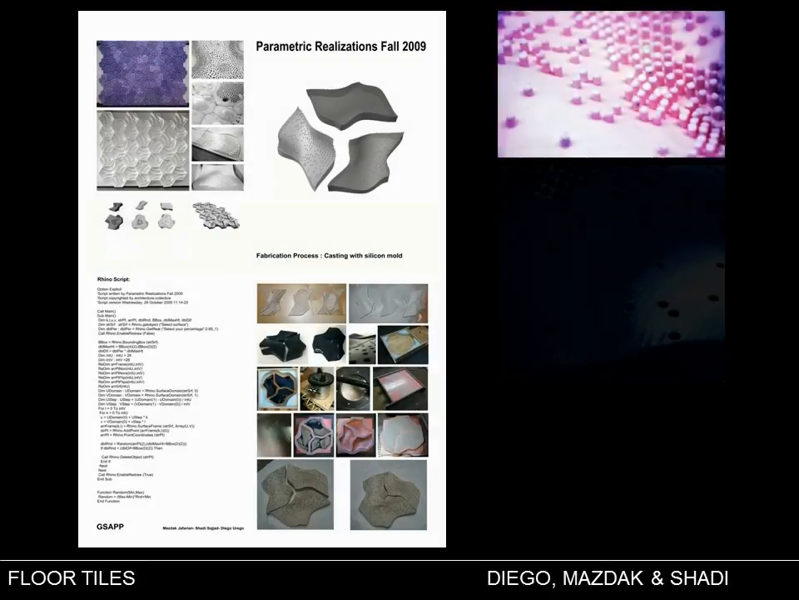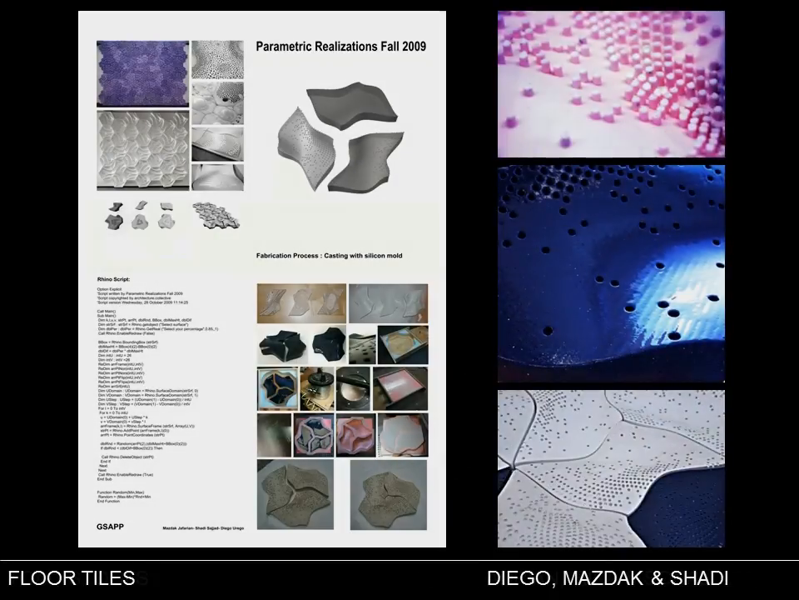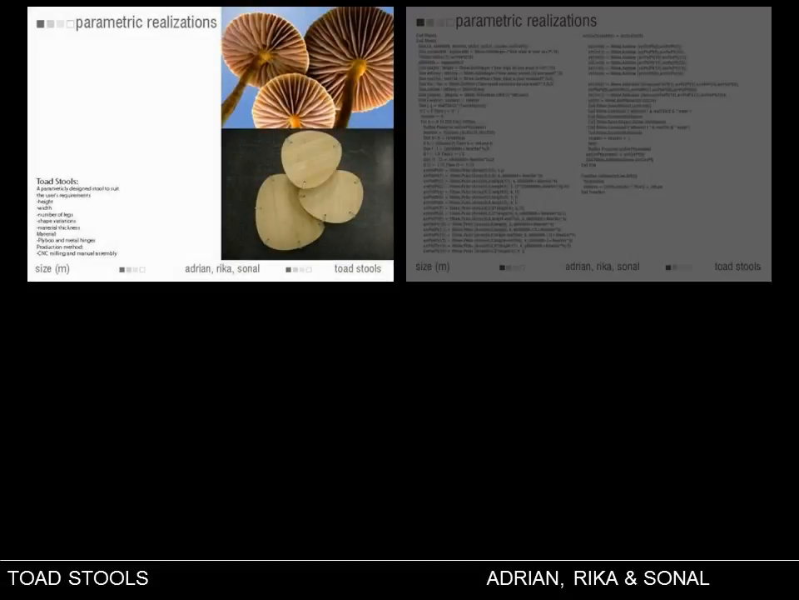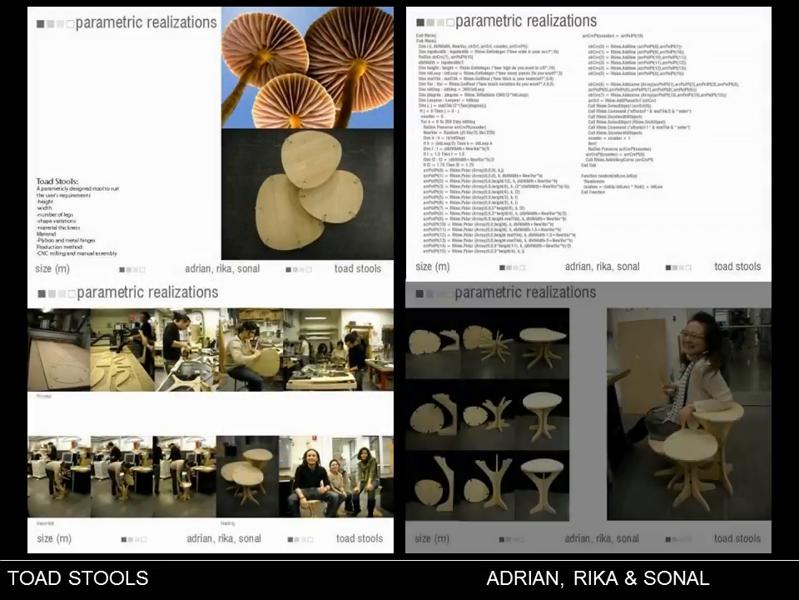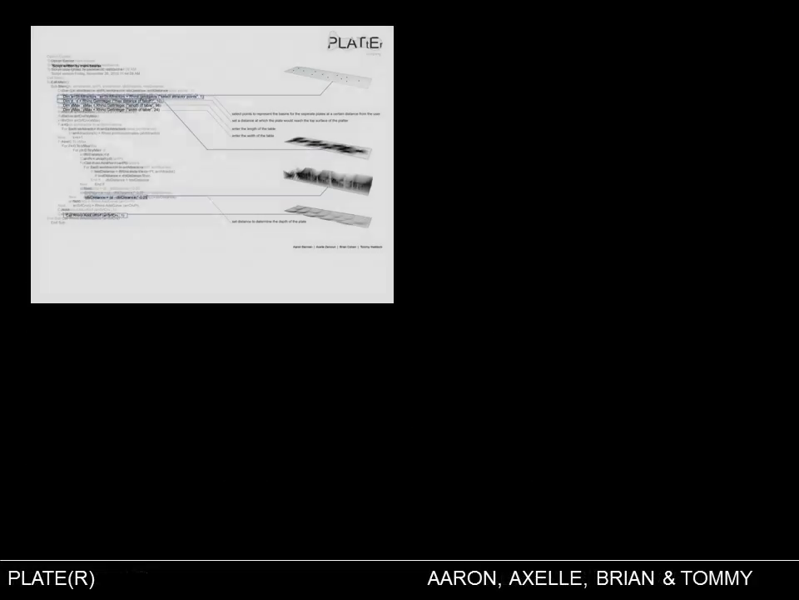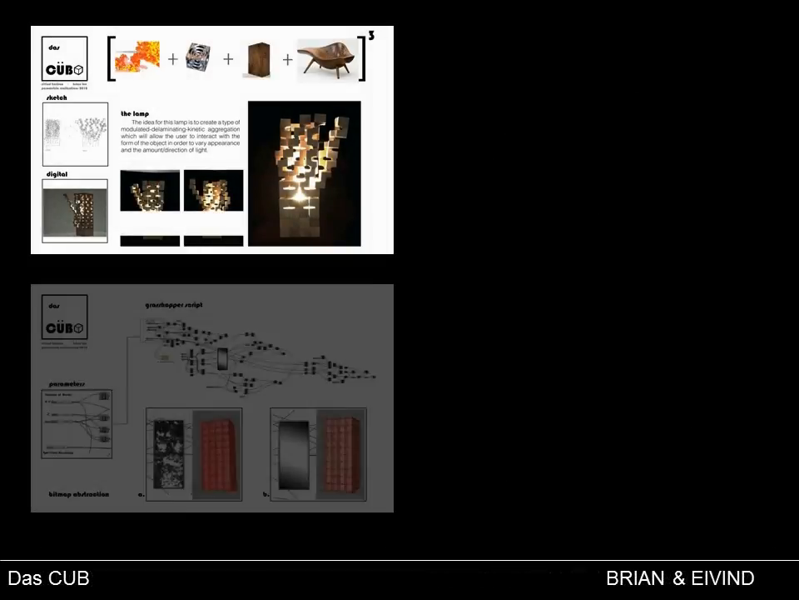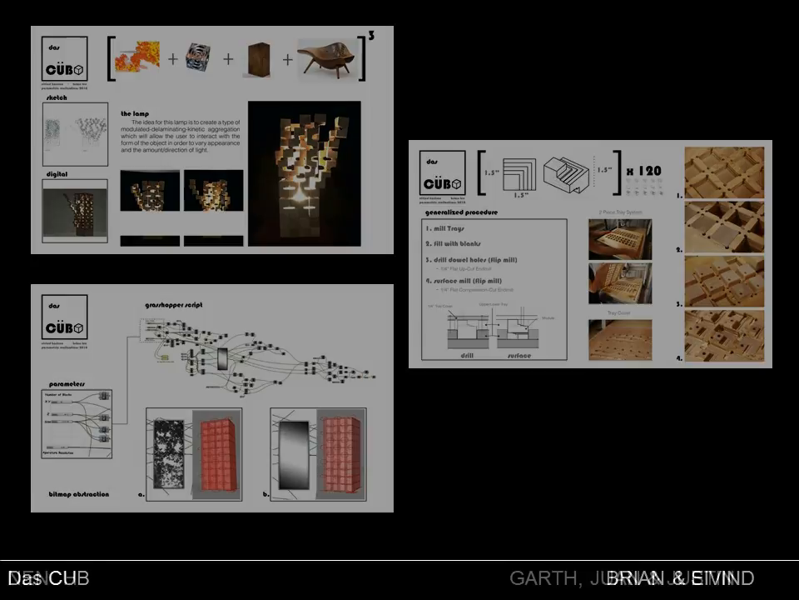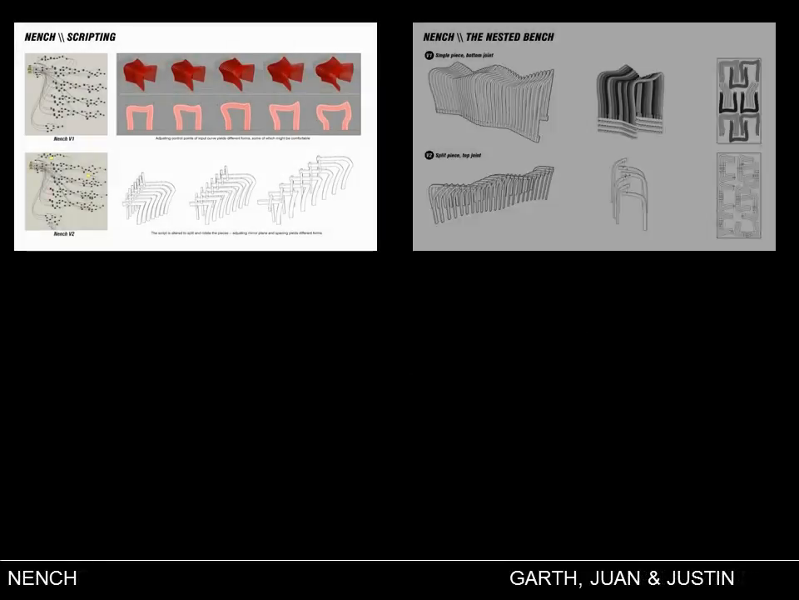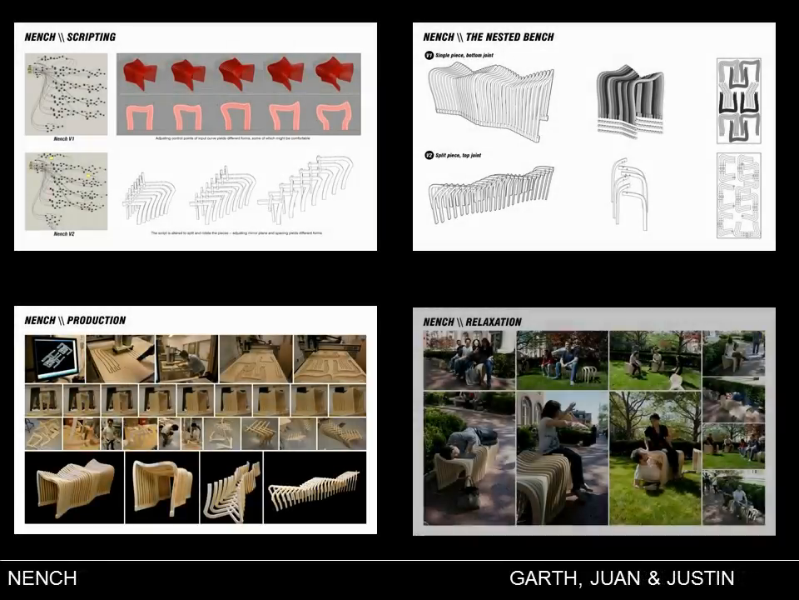But the class isn't restricted to making chairs only. In the past, students have made tiles. Students have made parametric stools that change with each iteration. They've made plates that can be reconfigured. They've also made lamps that are reconfigurable for different lighting conditions. And they've made nesting benches that can be toothed together like a saw.